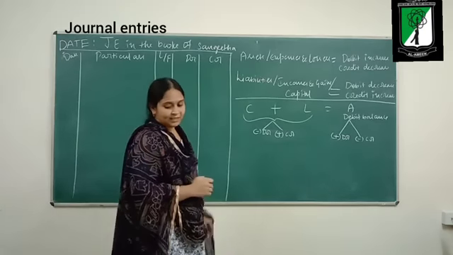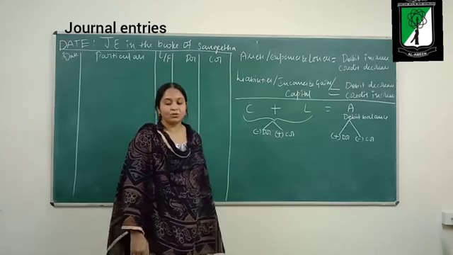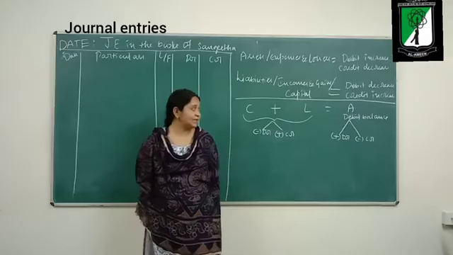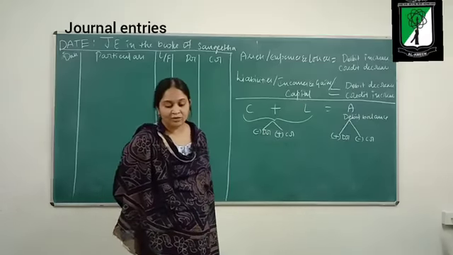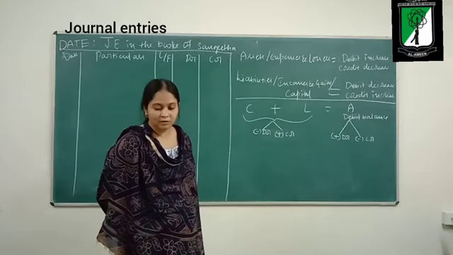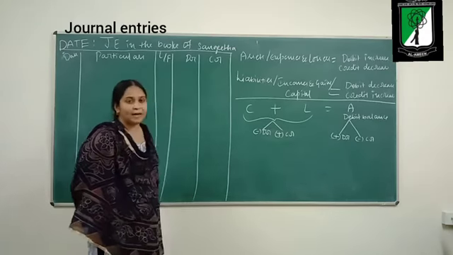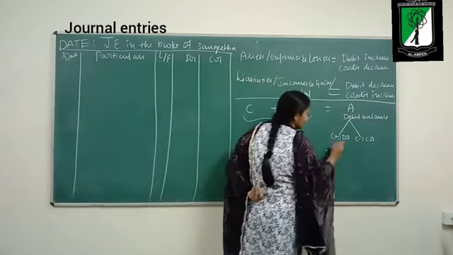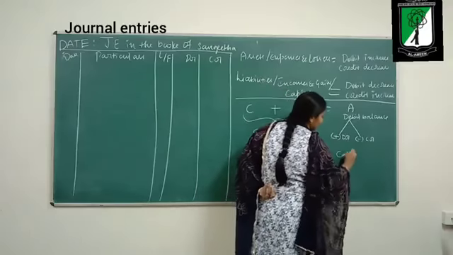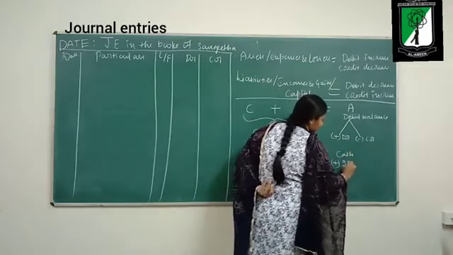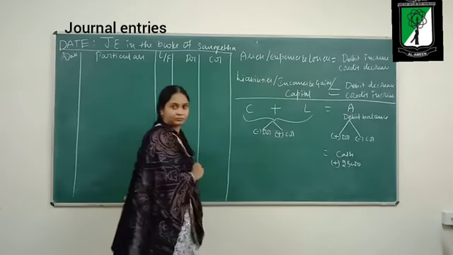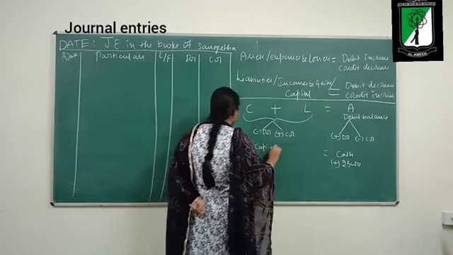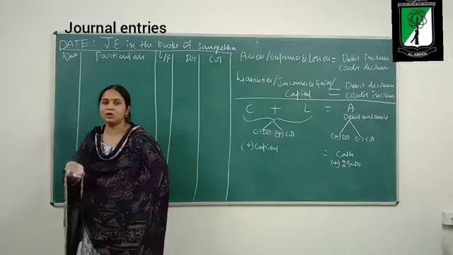Here, the first transaction is Sangeeta started business with rupees 25,000 deposited in bank. What is happening? Sangeeta is investing money in the business. So my cash is increasing, and cash is an asset. It is increasing by 25,000. And my capital is also increasing.